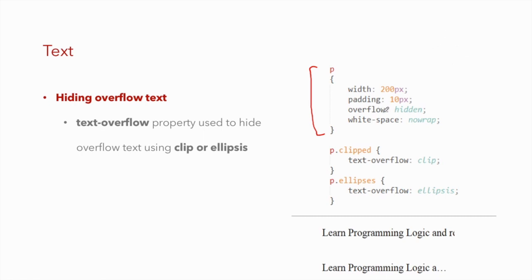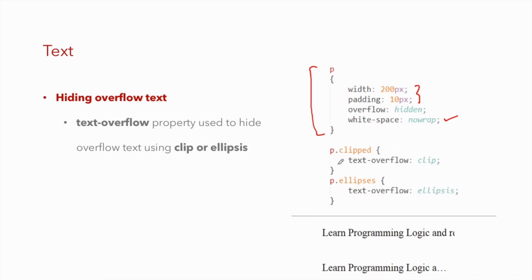If you have larger text and you have specified width and height like this, by default it will show a scroll bar. If you don't want to show the scroll bar, you can write overflow equal to hidden. You can add this one when you don't want your text to be wrapped on the next line. So that is where this property is used.